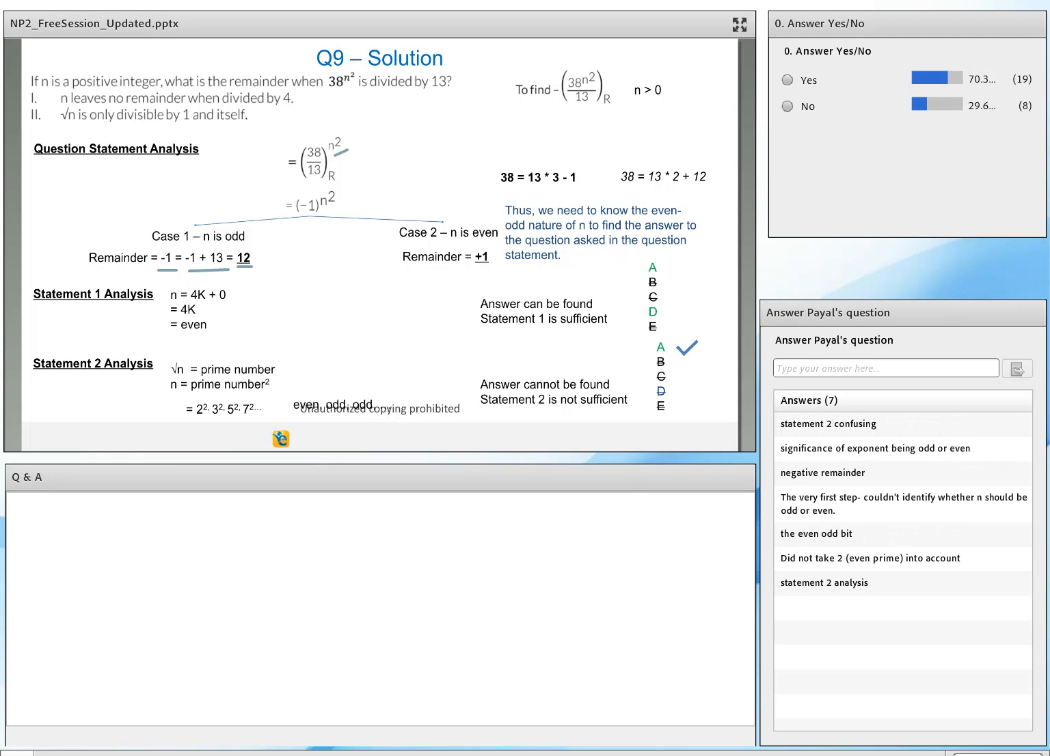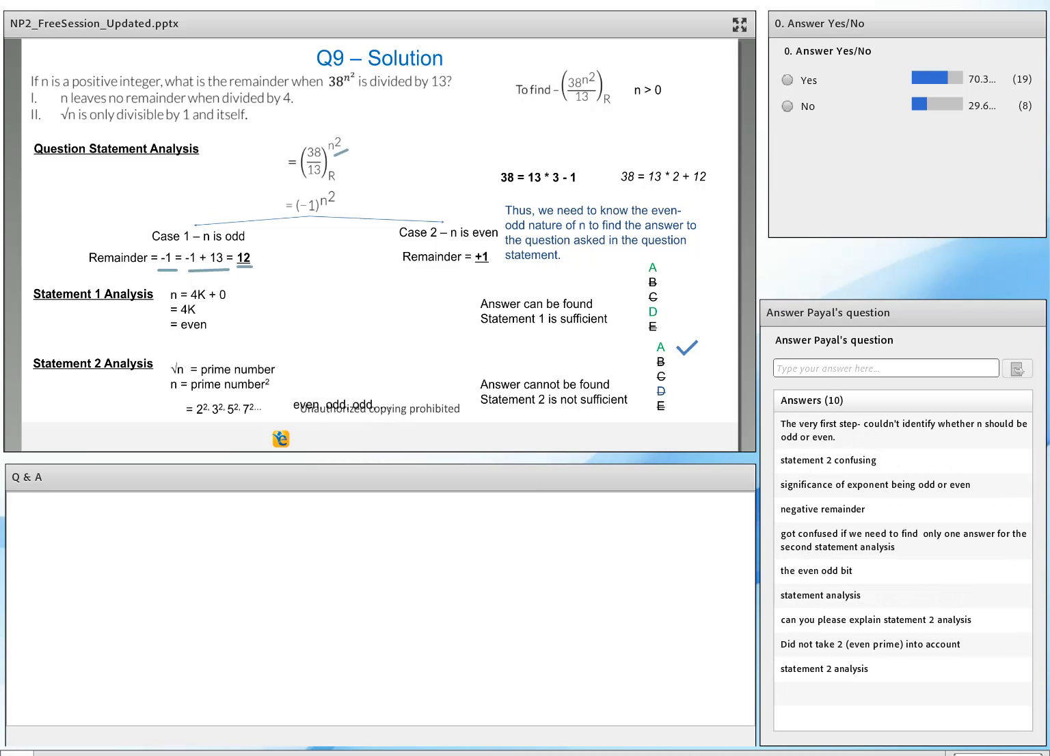When you solve a question on your own, it's very important for you to know what you are not able to do. For example, in this case, I asked you why you answered this question incorrectly. There are some people who are saying that in the very first step, they couldn't identify whether n should be odd or even. Now, the remedy for that is that you need to be able to analyze that question statement properly. In this case, there is this conceptual understanding with regards to negative remainders.